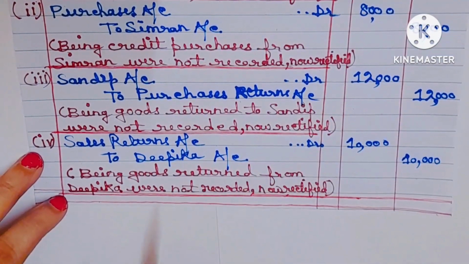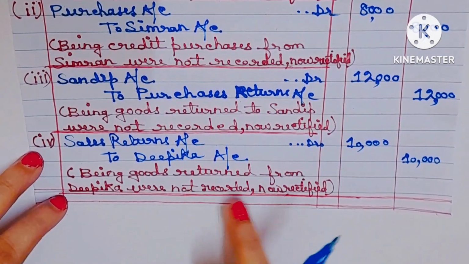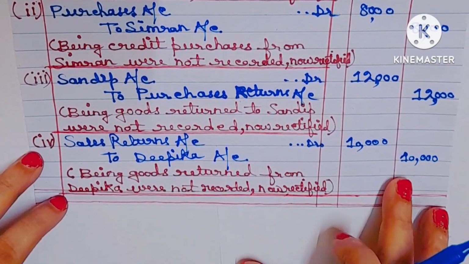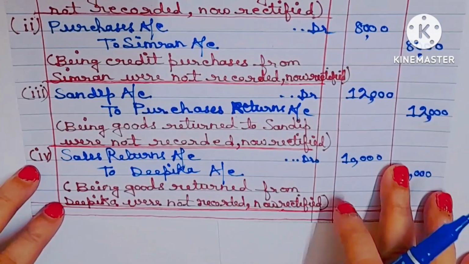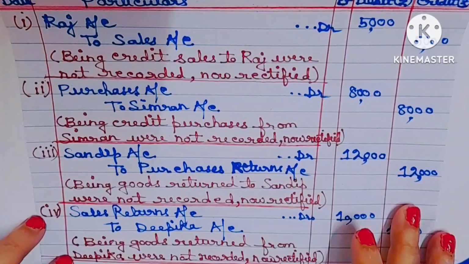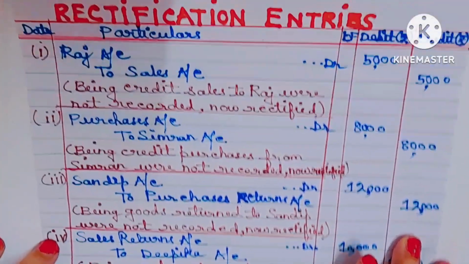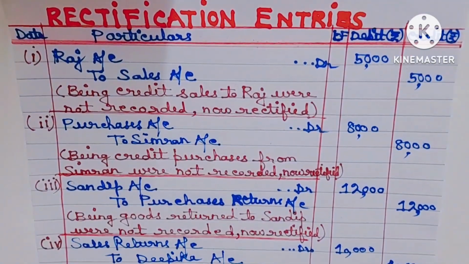$10,000. Okay. Now, what is the narration? Being goods returned from Deepika were not recorded. Now, rectified. Understood? So, we have done the fair work also. Okay. You have to do the workings as well as the fair work. Okay. Now you might ask me why Raj account is debit and why sales account is credit. I have already taught you in the chapter journal.